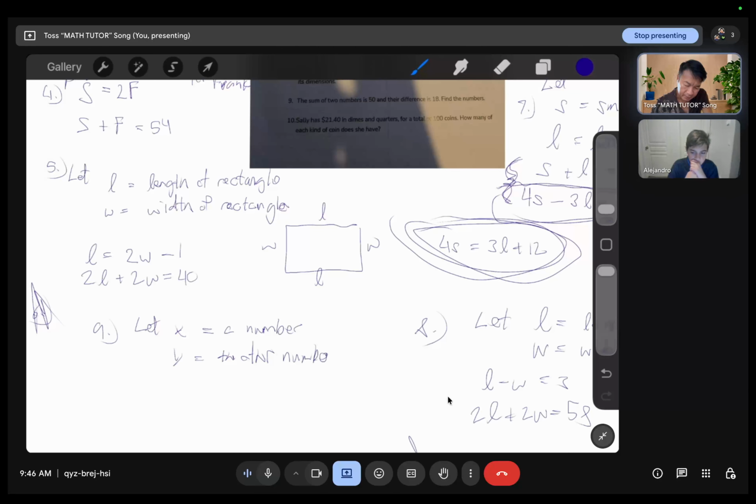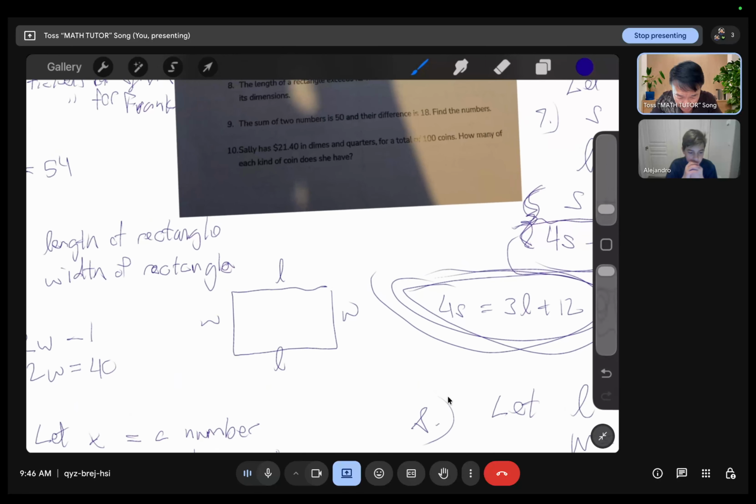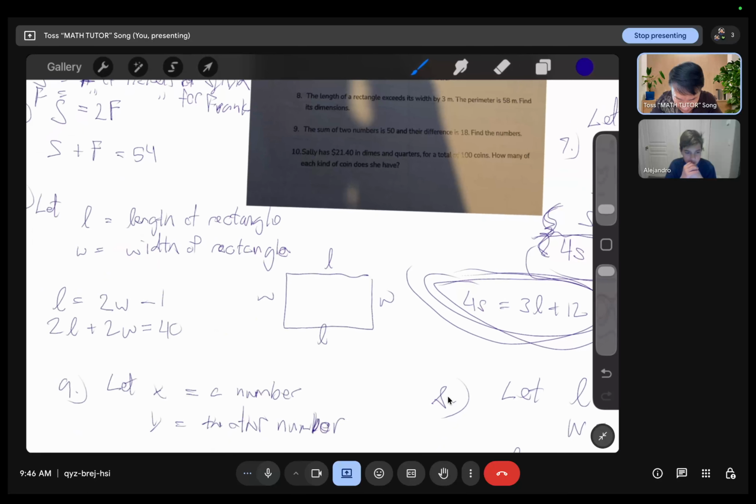Yeah, let's do x and y so we don't forget them. The other number. Wait, why am I writing what number? Or it could be larger and smaller number, right? Let me see. Number 9.